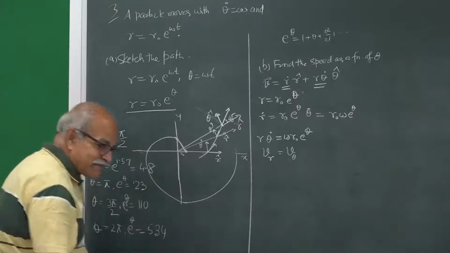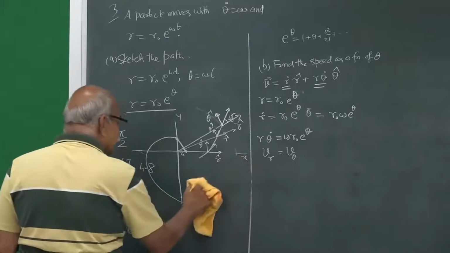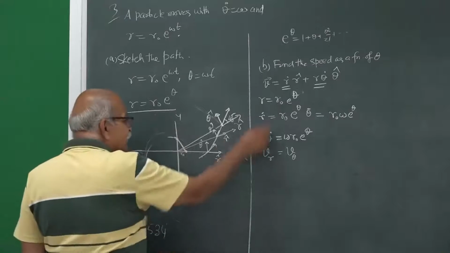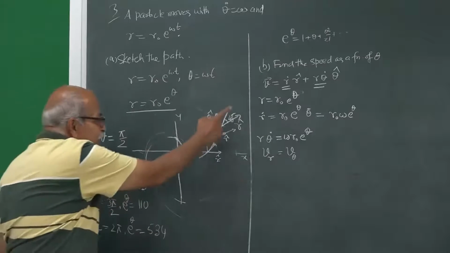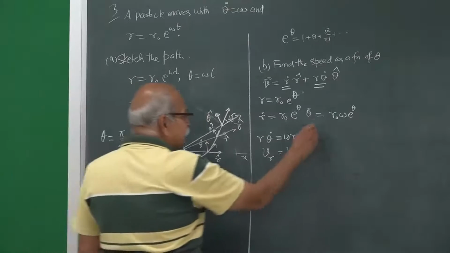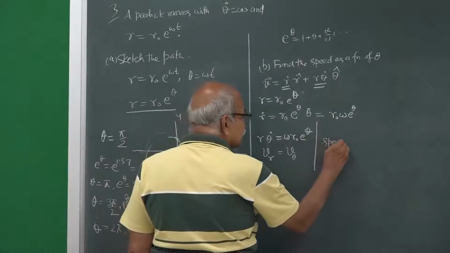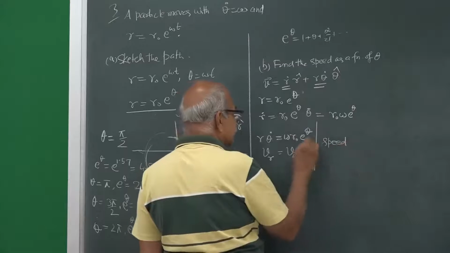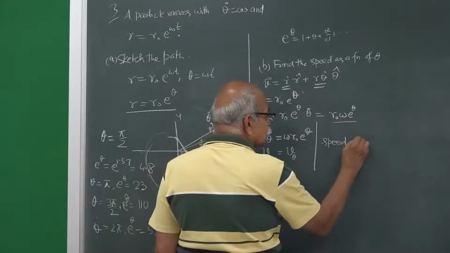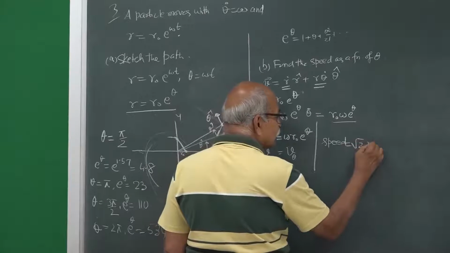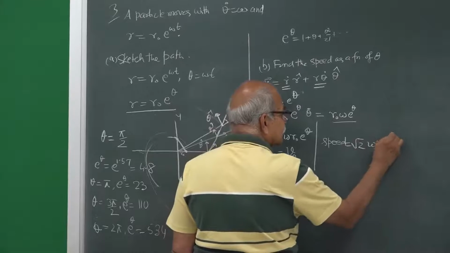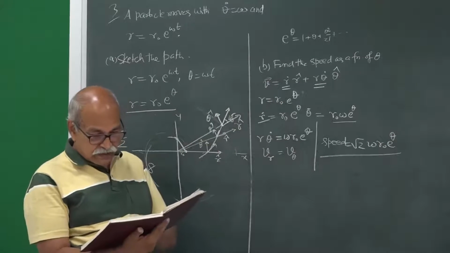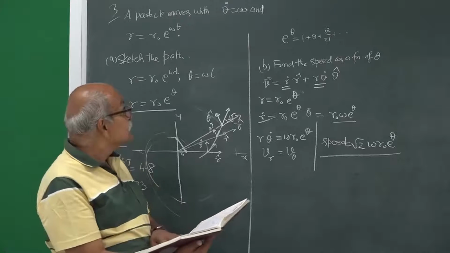Okay. So, just do not go by the sketch of the diagram, you can draw a much better diagram. But the thing is, r will keep on increasing all the time, this equation will be followed. So, speed will be root of Vr square plus V theta square. So, this is root 2 times omega r naught e to the power theta, that is the speed. Okay. Then this is part B.